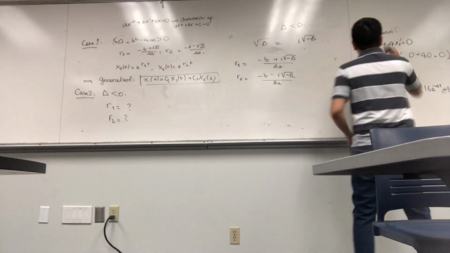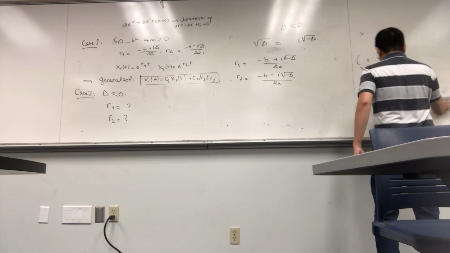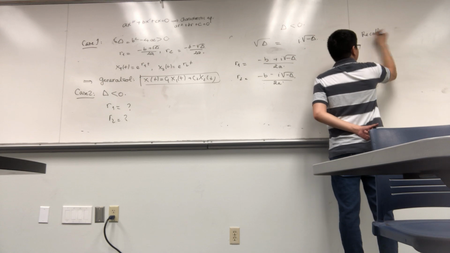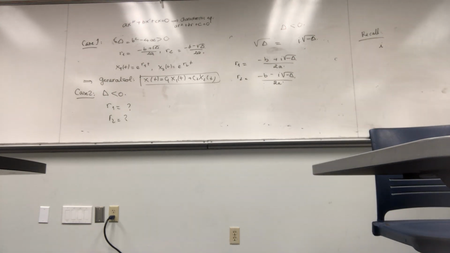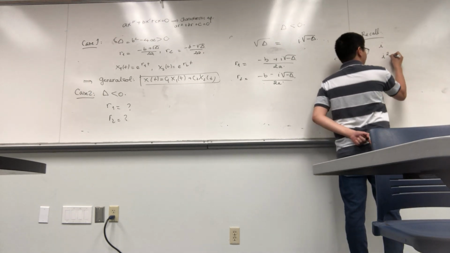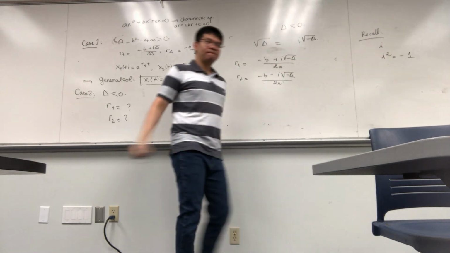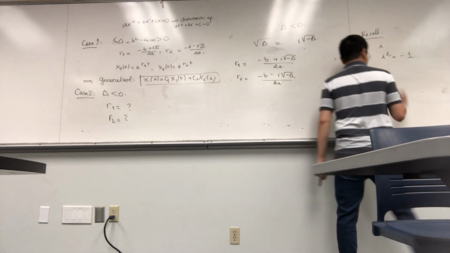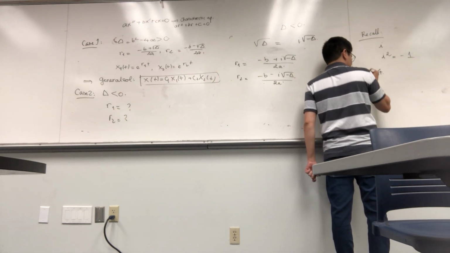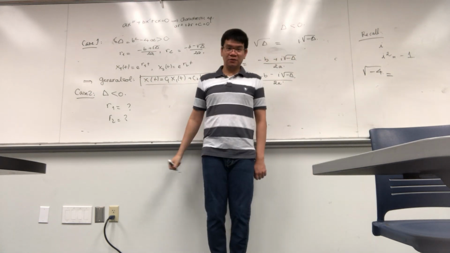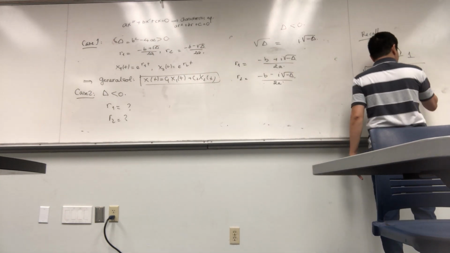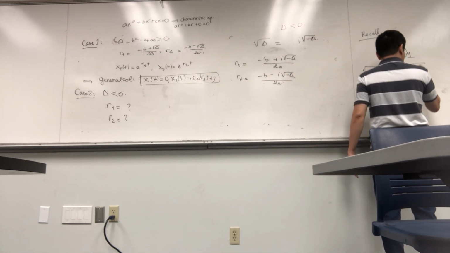So let me remind you. The imaginary number, recall. The imaginary number I is a number whose square is minus 1, right? I square will be minus 1, right? So now if you want to take the square root of, say, minus 4, all right? So this square root of minus 4 will be what? Will be the square root of I square, of minus 1 times 4.